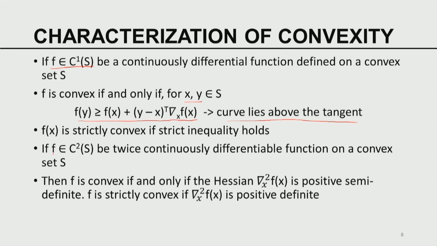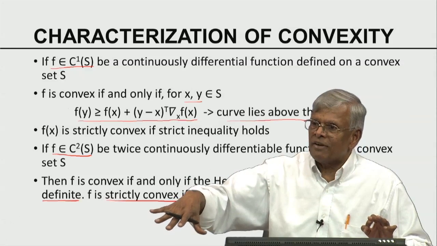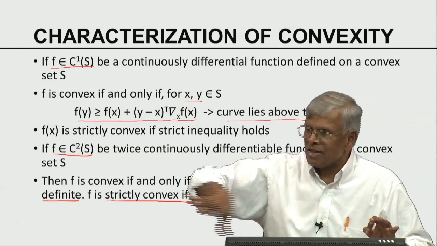If on the other hand f is in C2, twice differentiable continuous functions, then f is convex if and only if the Hessian is positive semi-definite. Do you see the distinction, please? For a C2 function, if the Hessian is positive semi-definite, it is convex. If it is strictly positive definite, it's called strictly convex.